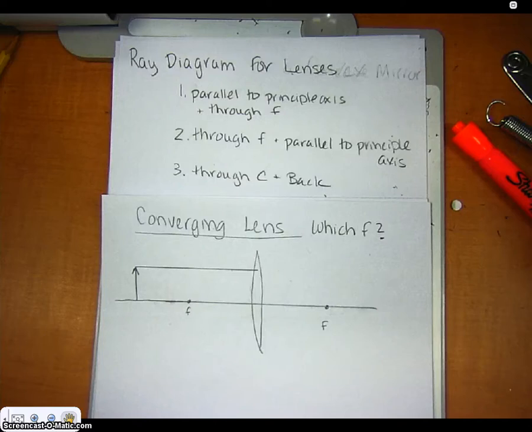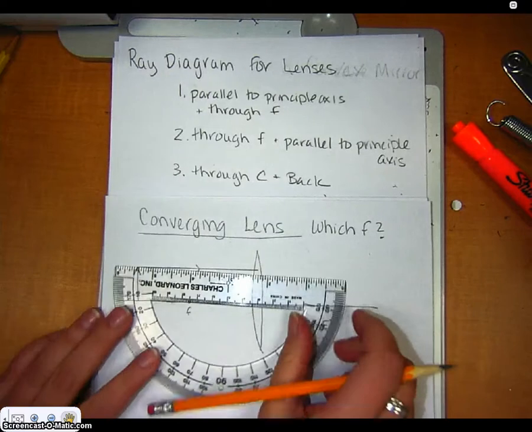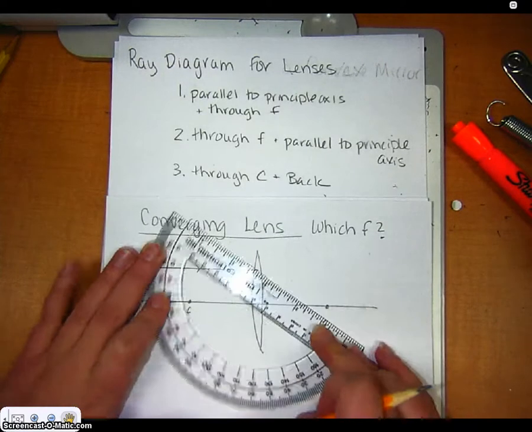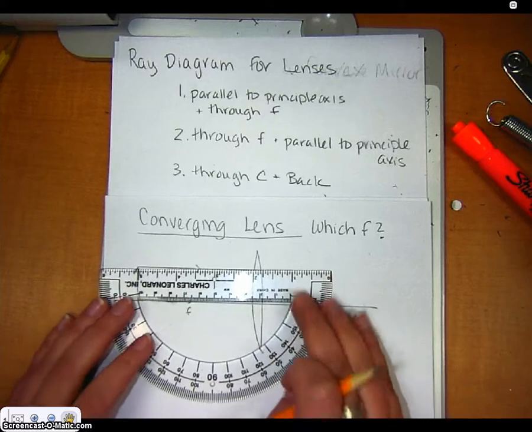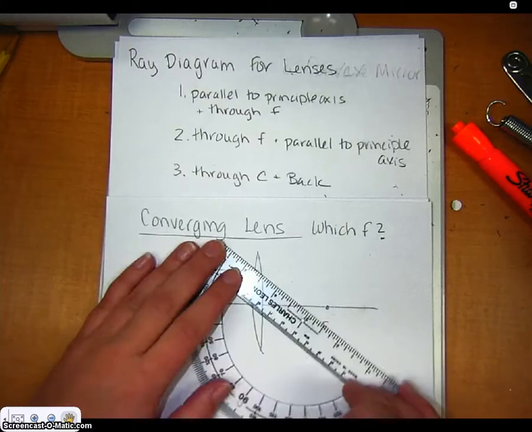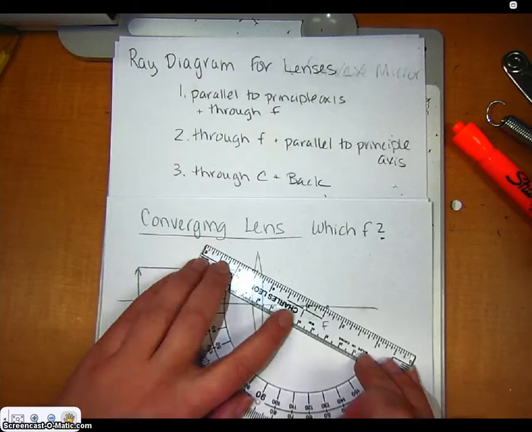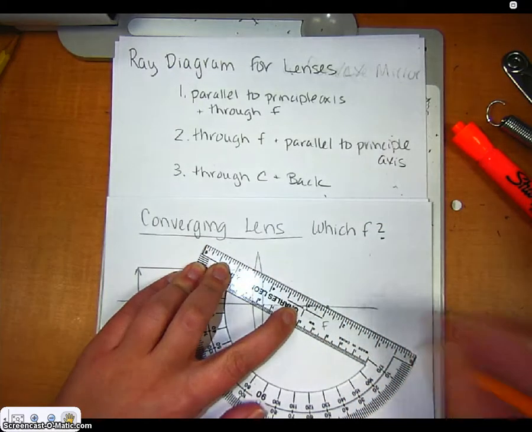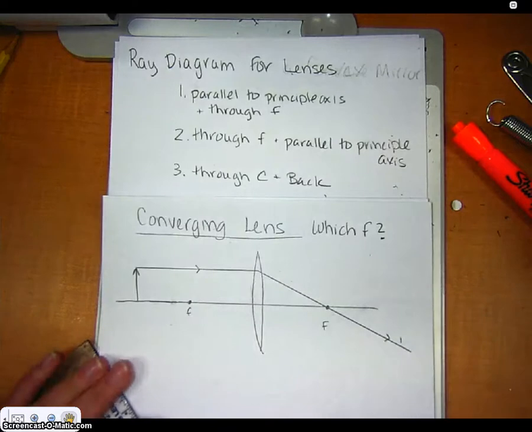Now when I encounter the lens, the question is, well, which F? So we've got to think about this. Our light, as it strikes this, wants to converge, so it's going to bend in this direction. Instead of diverging like this and going out, it's going to converge. So the focal point it's going to go through is this one on the other side. So that's number one.